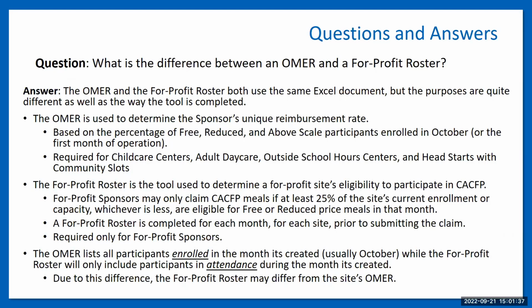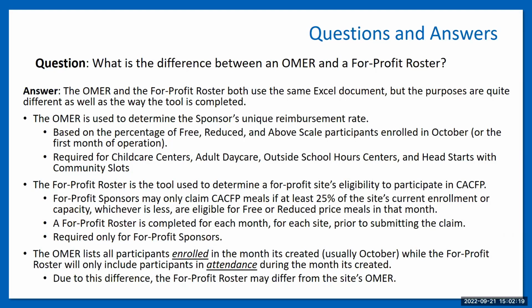I absolutely can, and this is a really great question. The OMER and the for-profit roster both use the same Excel document, but the purposes for it are quite different. So as we learned during this training, the OMER is used to determine a sponsor's unique reimbursement rate, and it's based off of the percentages of free, reduced price, and above scale who are enrolled at the site during the month of October or the first month of operation if different. For most sponsors, this reimbursement rate will remain in place for the entire fiscal year. OMERs are required for all child care centers, adult daycares, outside school hour centers, and Head Starts that have community slots.